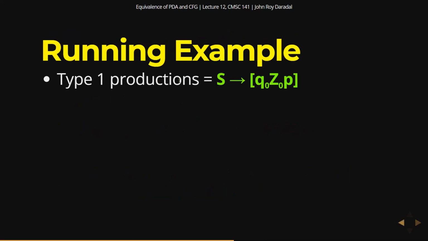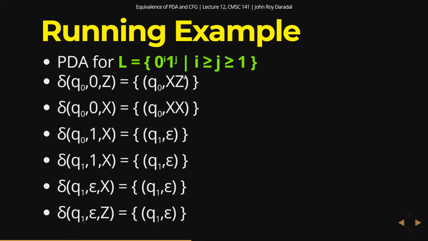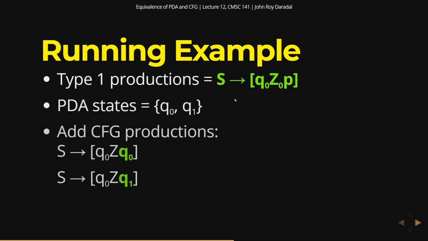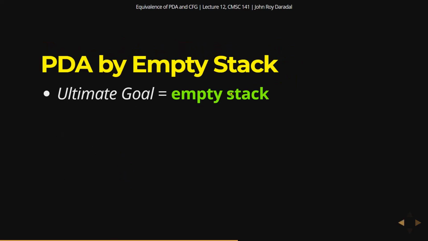Okay, so if we go back to our running example, here, how many states do we have? We only have two states, right? Q sub 0 and Q sub 1. So if we add this type 1 production for all states, Q sub 0 and Q sub 1, we will have two productions that we will add. So S can go to Q sub 0 Z Q0 or Q0 Z Q1. Again, because we have the two states here, Q0 and Q1. Okay, so that's the type 1 production.